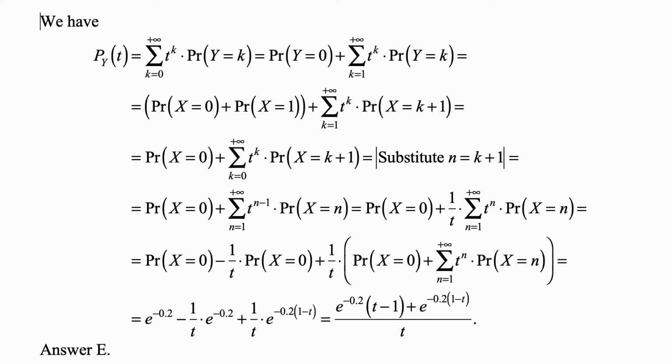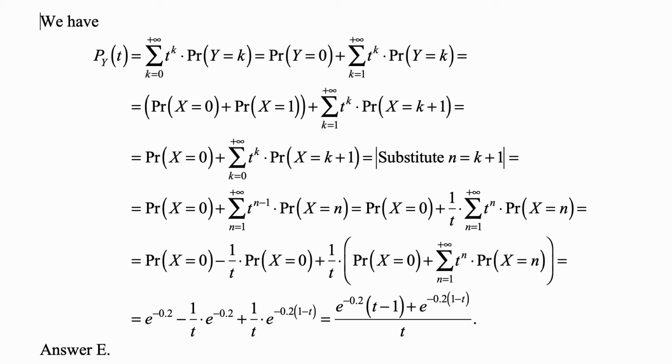Then we factor out that t to the n minus 1, we just put 1 over t in front, and this becomes probability that x is 0 plus 1 over t times the sum from n equal 1 to plus infinity of t to the nth times probability that x is equal to n. Okay, if we just add one term, then we will have a regular probability generating function for x. So we do that, but it's multiplied by 1 over t. We add that one term and we subtract it before that expression.